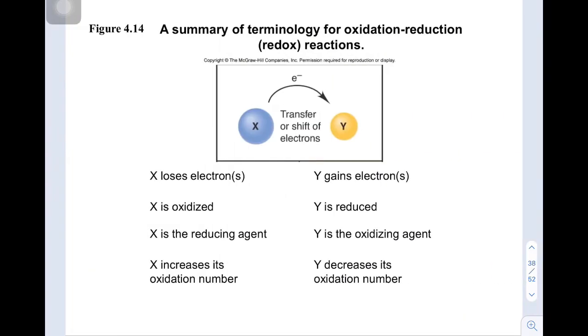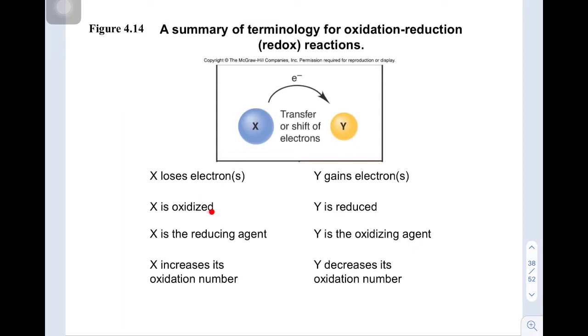Look at this terminology. There are two substances, two particles here: X and Y. Look at the electron being transferred from X to Y. What happened to X? It lost its electron. When X loses its electron, we say that X undergoes oxidation, so it is oxidized.